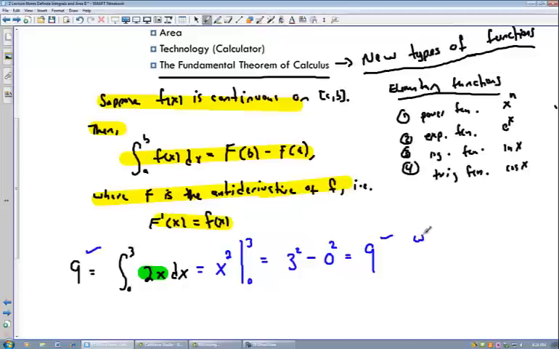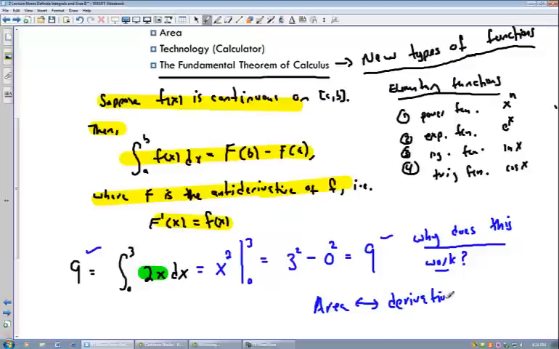Now, why does this work? Why is the derivative and the area connected? This is something we're going to work on a little bit. Next time when you come into class, I'm going to give you a little PowerPoint presentation to help you understand why the notion of antiderivatives and area are actually connected. We'll talk about that next time.